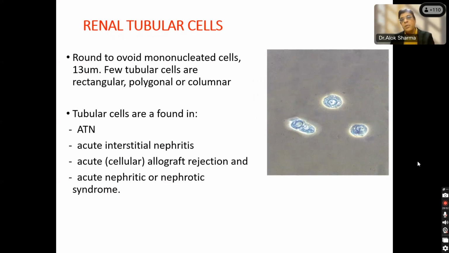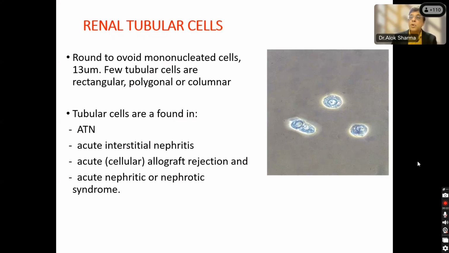Now, coming to the tubular cells. You can also get a lot of tubular cells in urine, and you can identify them. They are mononucleated cells, easily identifiable, and they're slightly larger than the usual lymphocytes or neutrophils. As the neutrophils would be around 9 to 10 microns, these are slightly larger, 13 to 14 microns, and they can be rectangular, polygonal, or columnar depending on where they are arising from.